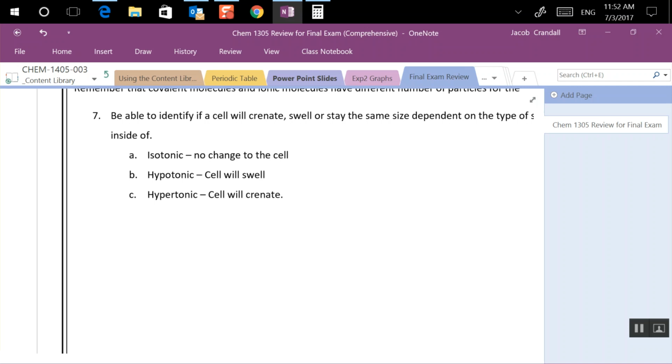Hypotonic, the cell will swell up because hypo means low salt. If you have a low salt solution, then your cells are going to take in water. If you have a salty solution, your cells are going to crenate. They're going to shrivel. You're going to get your pickle.